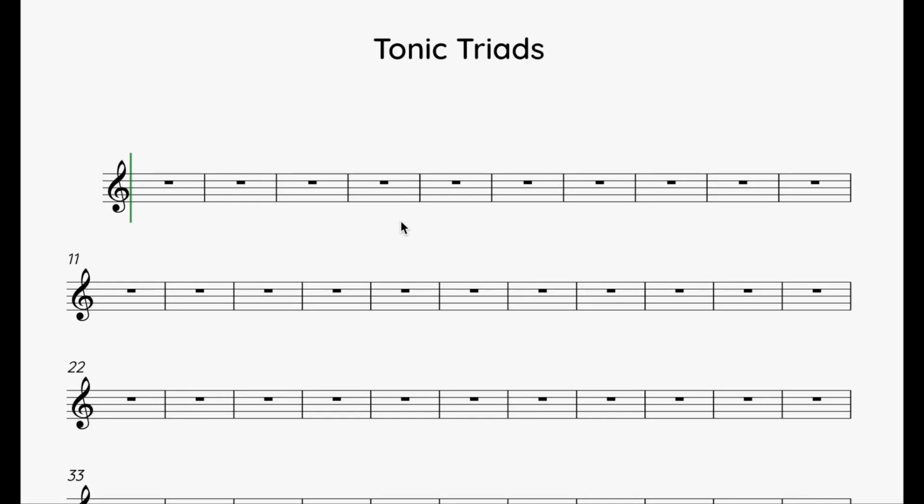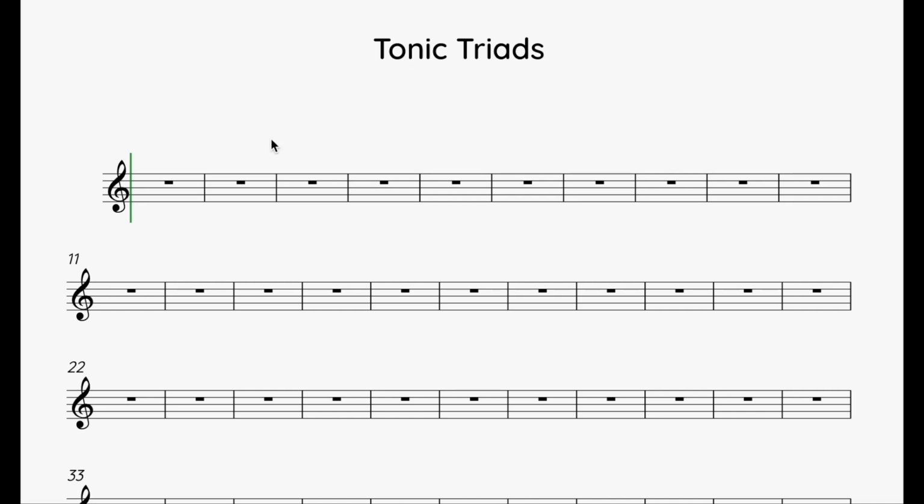Welcome to more theory for second grade AMEB theory. Today we're going to learn about tonic triads. What is a tonic triad? A tonic triad is the first triad you build in the scale.